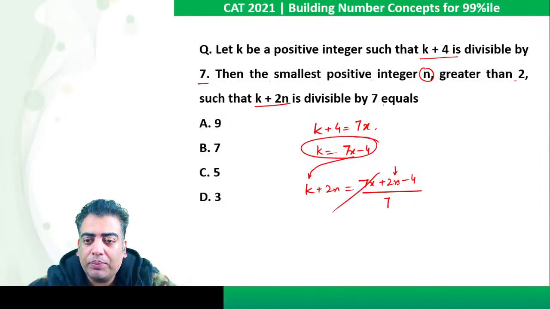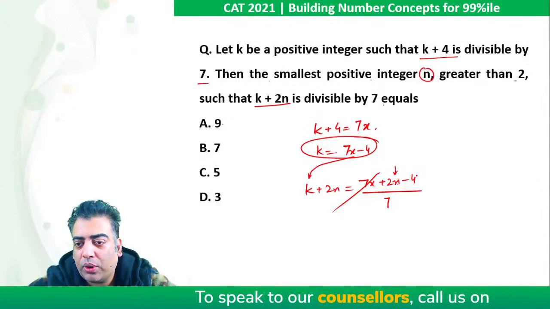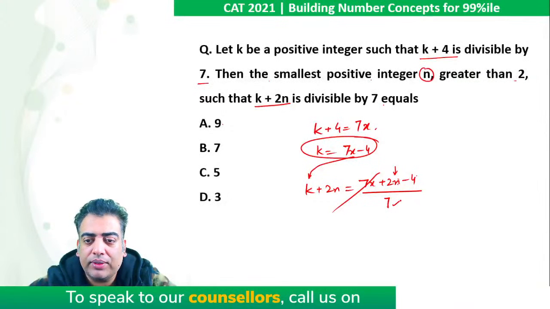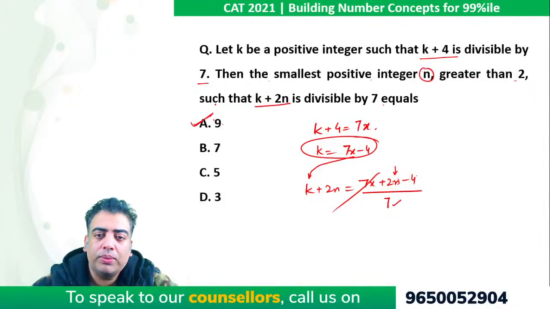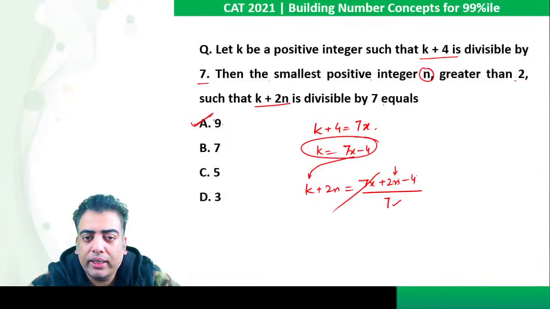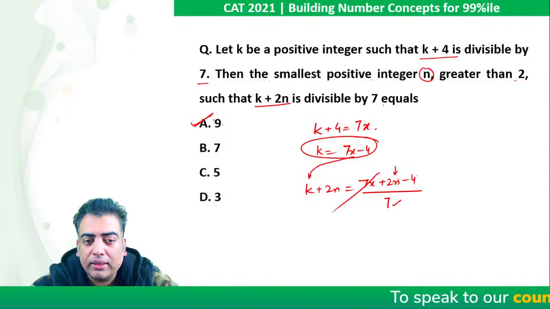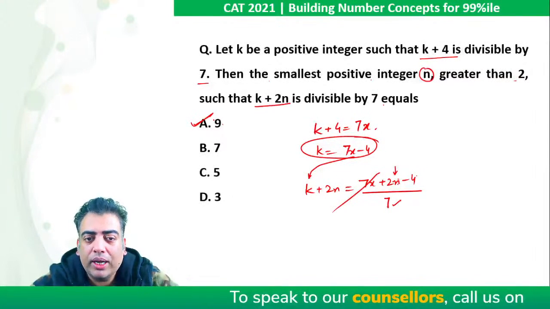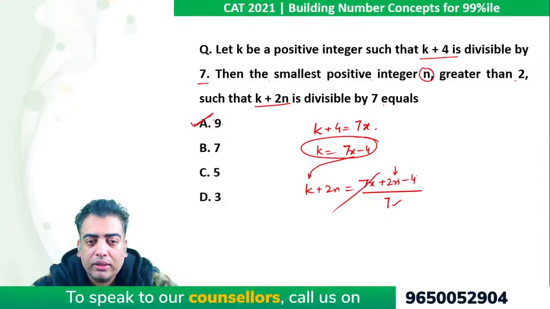Now let's take help of answer options. If I take n as 9, so 9 into 2, 18. 18 minus 4 is 14, and 14 is divisible by 7. Right? So the correct answer option comes out to be A. No smaller number will satisfy this, because other than 2, the next number will be 9. And he said greater than 2, so we cannot take 2. Right, and no other option will satisfy.